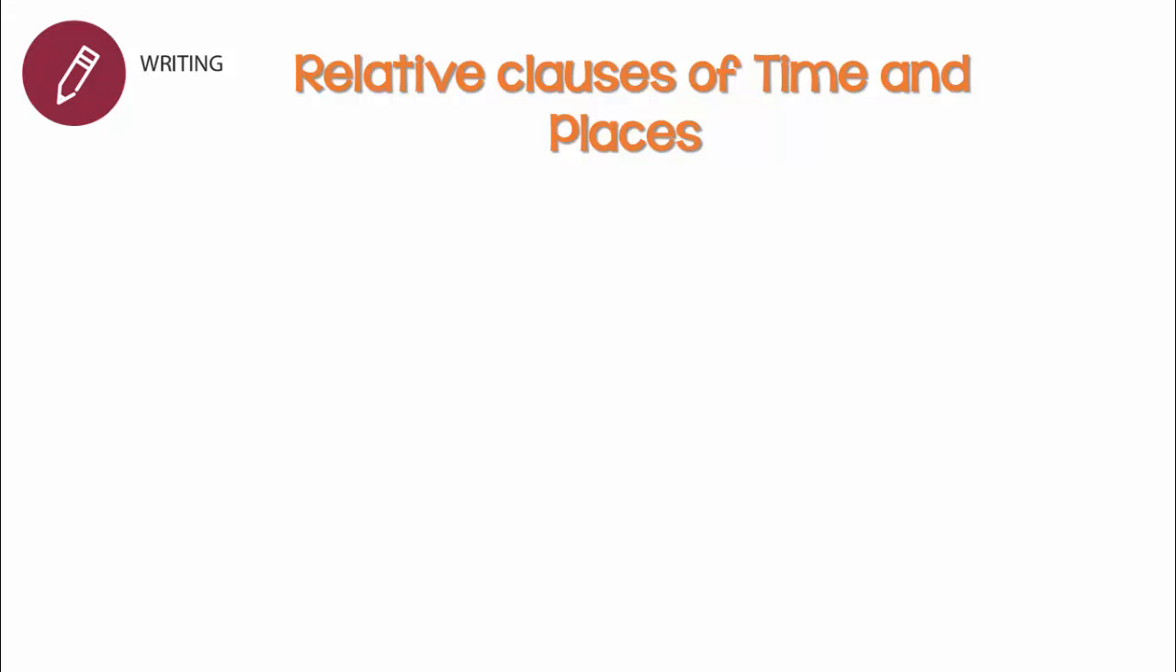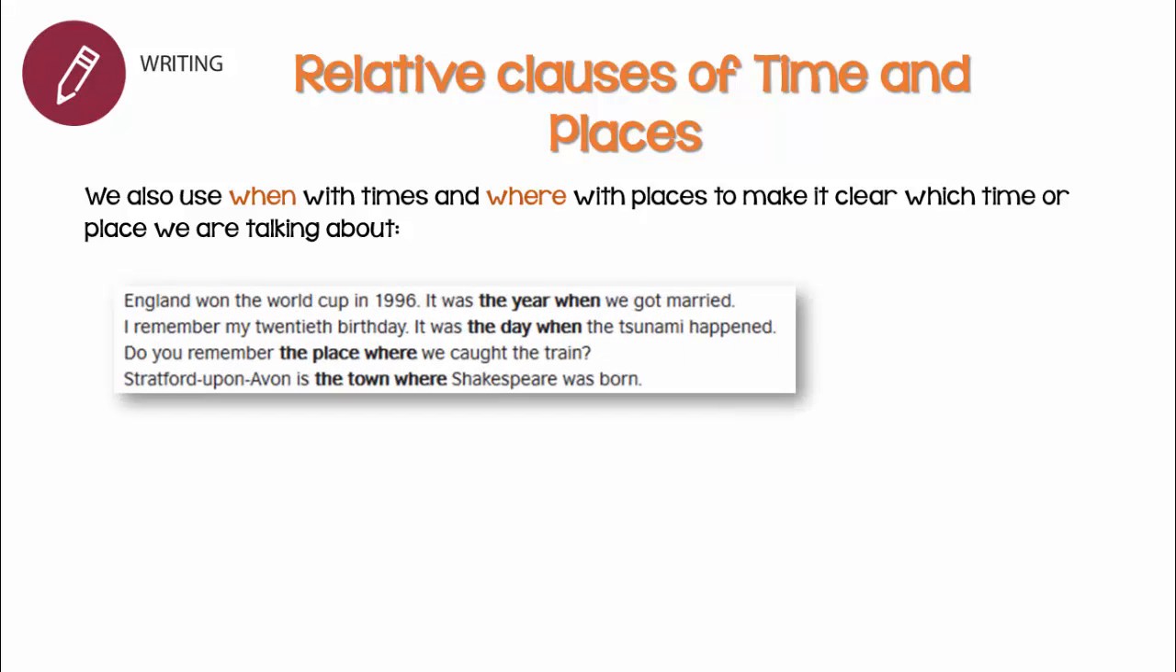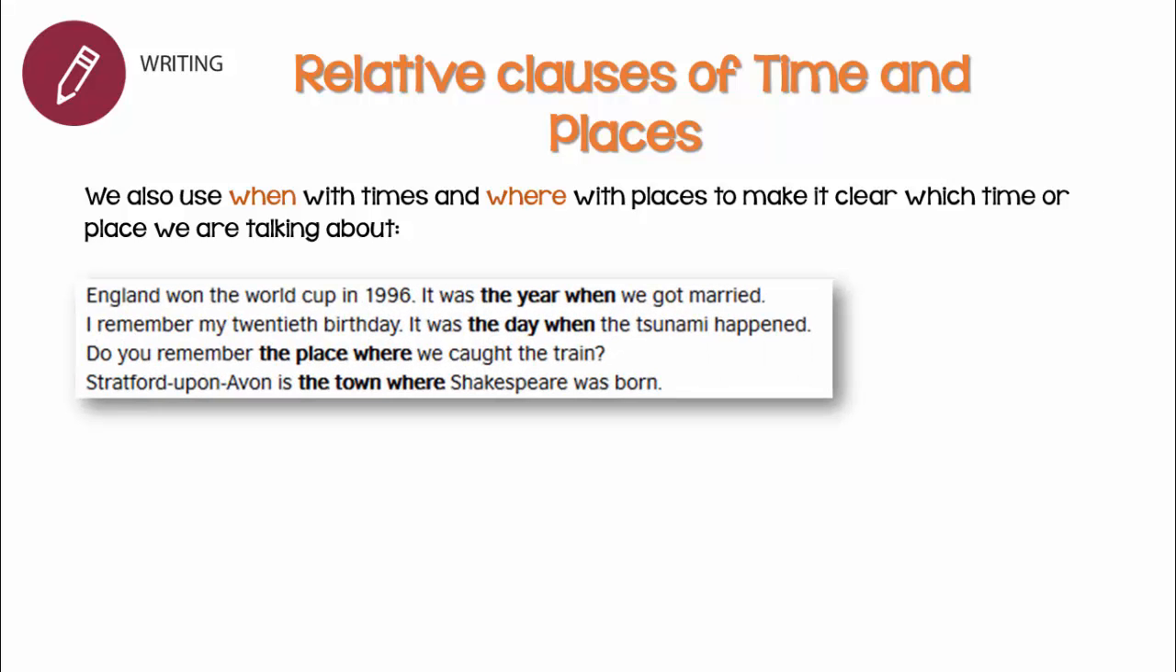Relative clauses of time and places. We also use when with times and where with places to make it clear which time or which place we're talking about. England won the World Cup in 1966. It was the year when we got married.